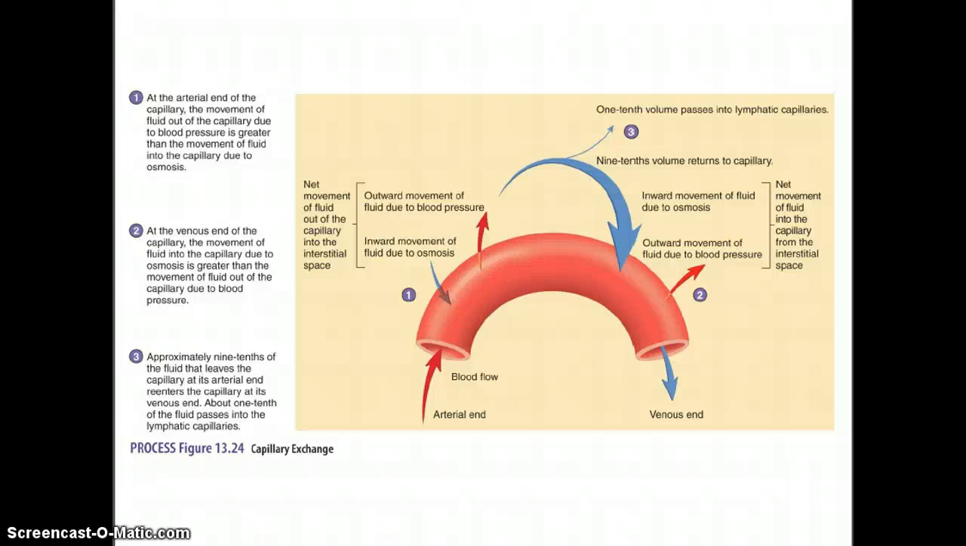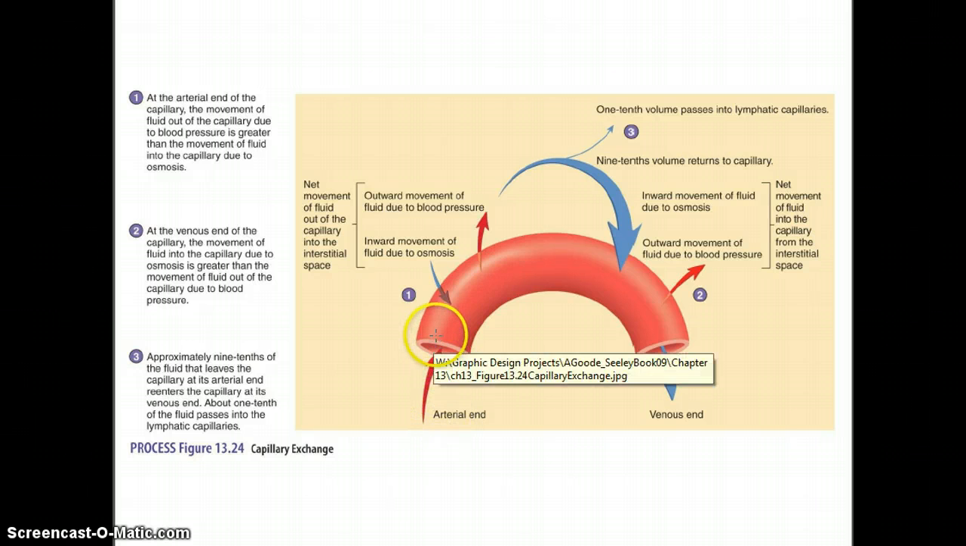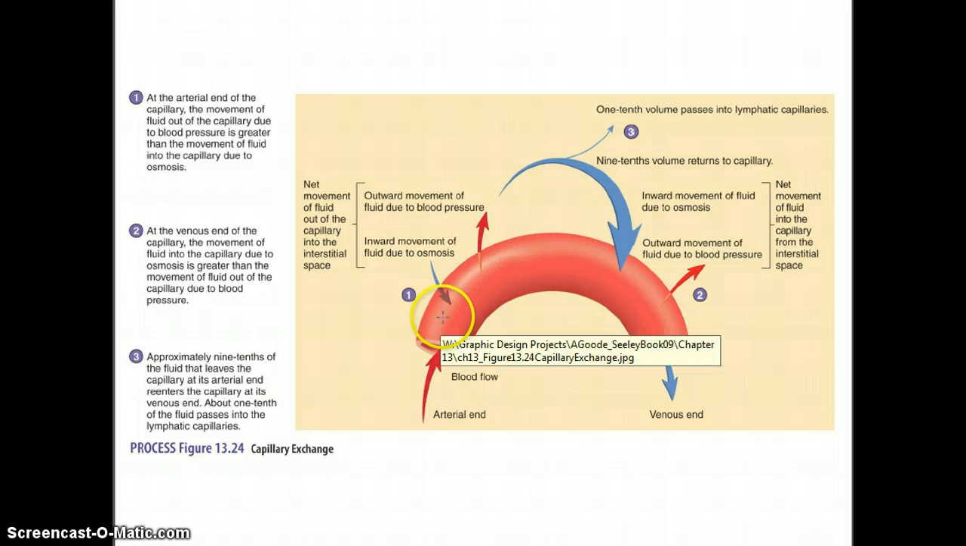And here is another diagram that you need to take a closer look at that shows you capillary exchange. Here's the arterial end where the arteriole meets the capillary network, and there's higher pressure than in the tissues themselves. Net movement of fluid is out of the capillaries. There's some movement into the capillary, but net movement is out because the pressure is higher here.